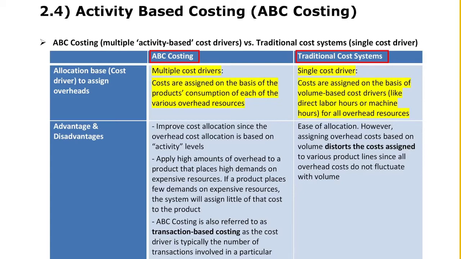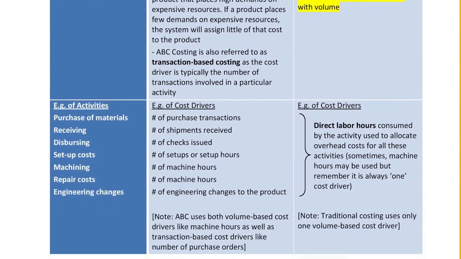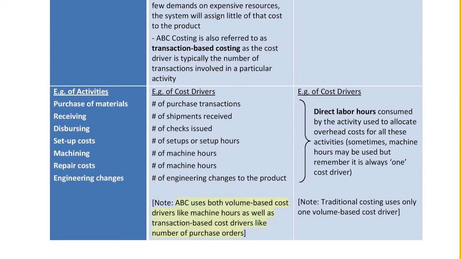Under ABC costing, highlight improves cost allocation, since the overhead cost allocation is based on activity levels. Under traditional cost systems, highlight assigning overhead costs based on volume distorts the costs assigned to various product lines, since all overhead costs do not fluctuate with volume. And on the last row there, under ABC costing, highlight ABC uses both volume based cost drivers like machine hours as well as transaction based cost drivers like number of purchase orders.